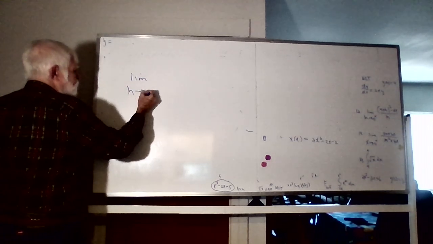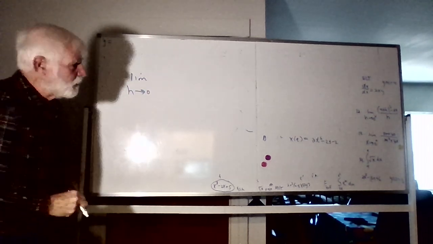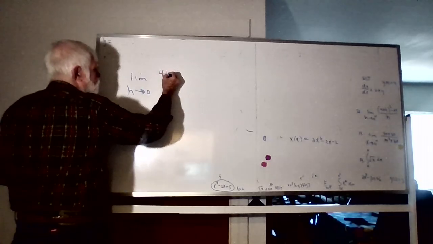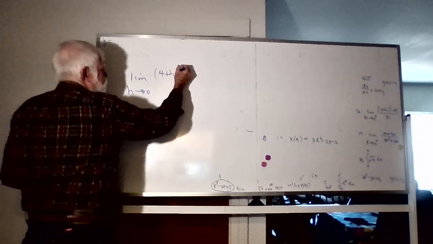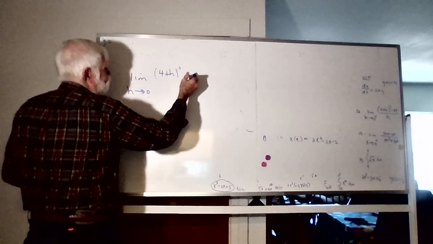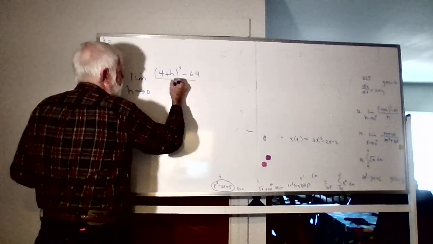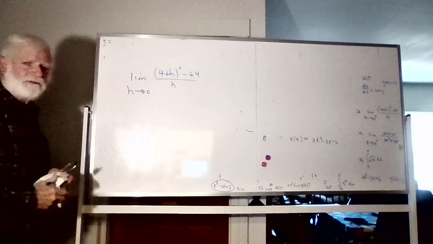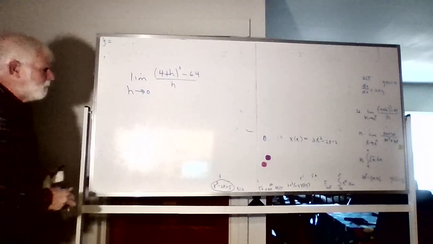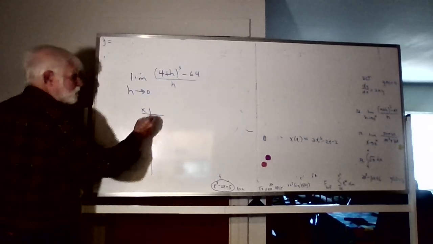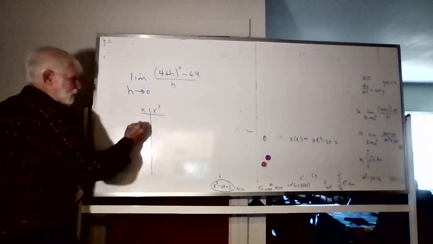Number 12 is the limit as h goes to 0 of (4 plus h) cubed minus 64, over h. Now we just started diving into this the other day. All right, what you're really looking at is a function, it's a cubic function, at 4.